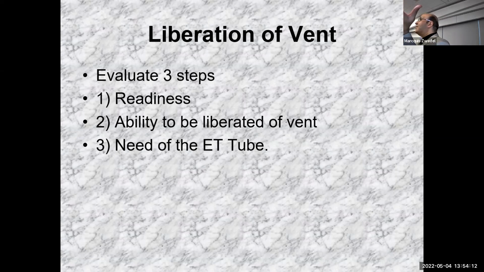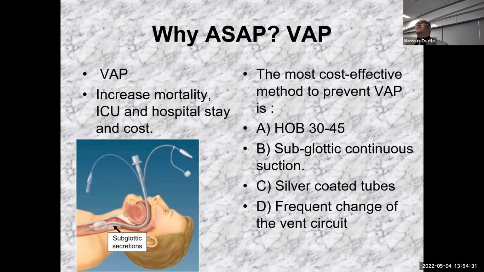By readiness, it means the etiology that put him on the ventilator got better. He was intubated for hypercapnia, and it is better; hypoxemia is better; altered mental status is better; shock requiring multiple pressors is better. So readiness is that the etiology that put him on the ventilator improved. Does he need the vent? Does he need the ET tube?